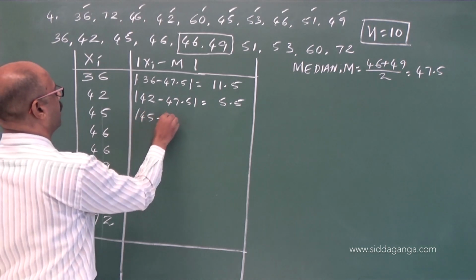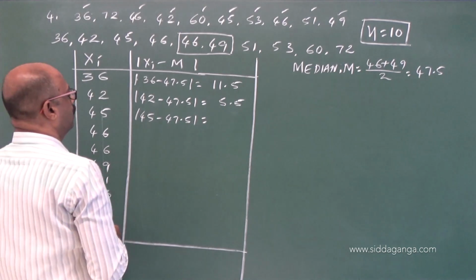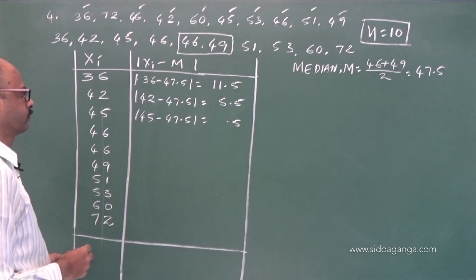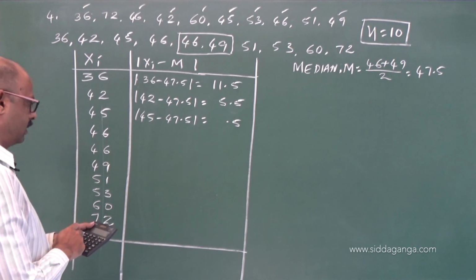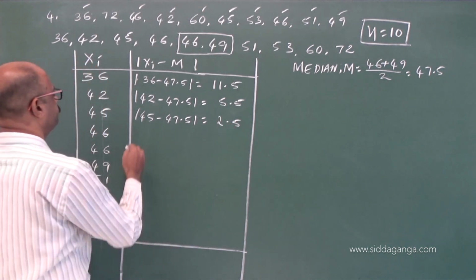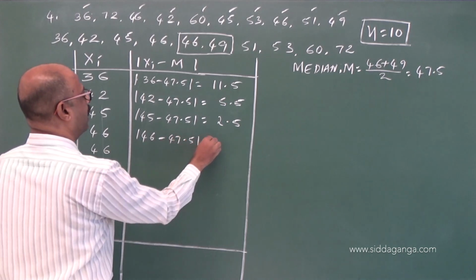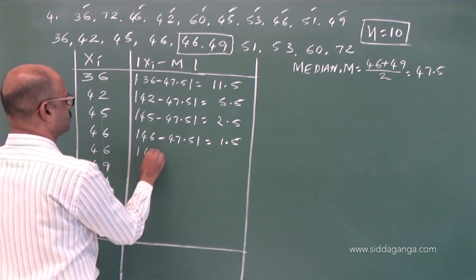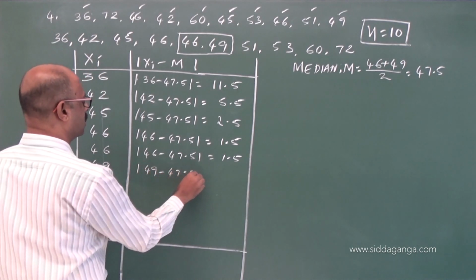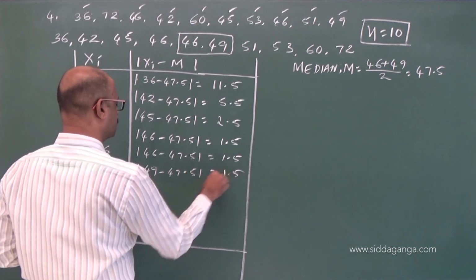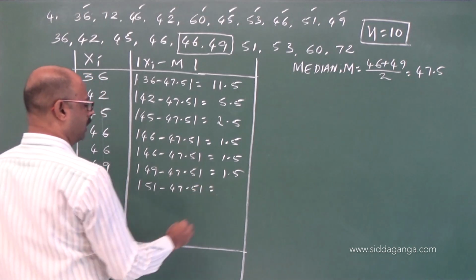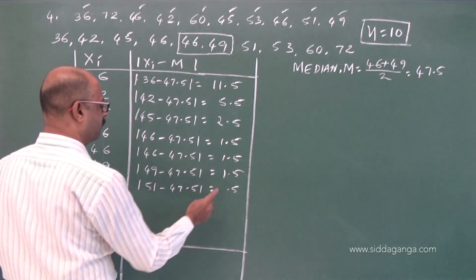And next is 45 minus 47.5, that is 47.5 minus 45, you will get 2.5. Next is 46 minus 47.5, you will get 1.5. Similarly, 46 minus 47.5, once again you will get 1.5. Next is 49 minus 47.5, you will get 1.5. Next, 51 minus 47.5 is 3.5.